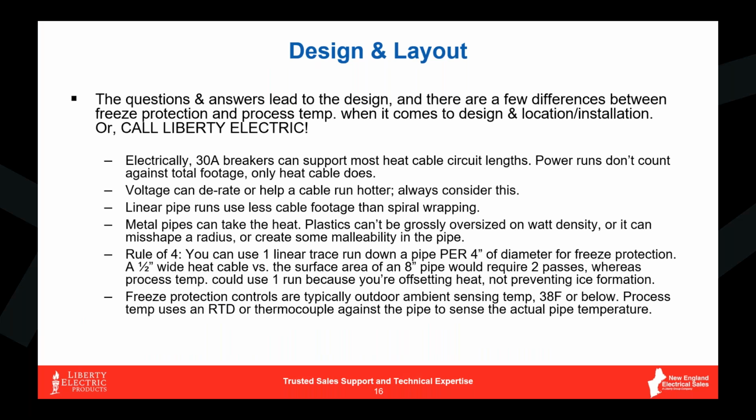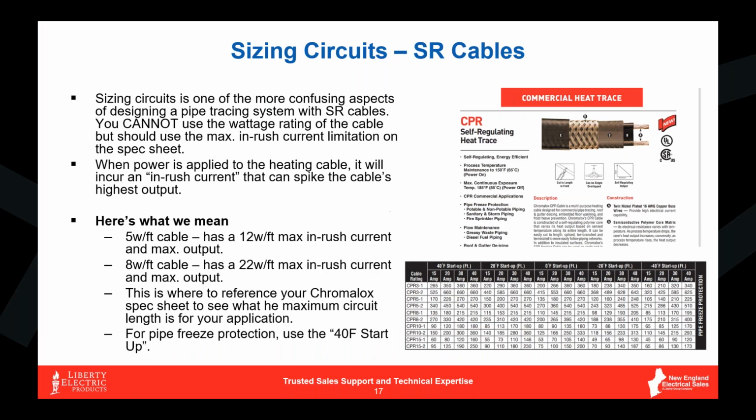Basically, aside from that, it's really the controls that make the differences between these two applications. With freeze protection, we can use something as simple as an ambient sensing probe outside that says, hey, if the temperature gets to 37 degrees or below, let's kick on all the heat trace circuits. Process temperature maintenance generally uses something like an RTD right on the skin of the pipe to get the exact temperature of the pipe before turning the system on.